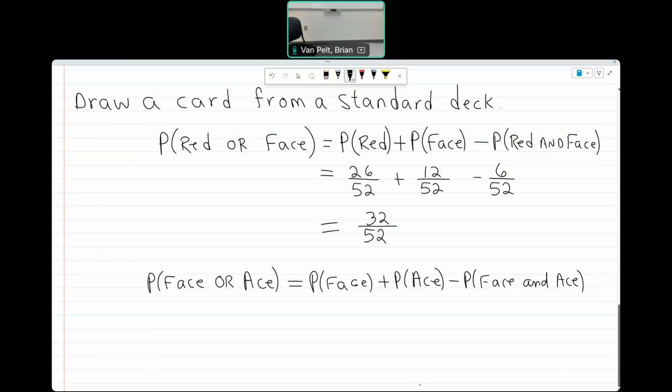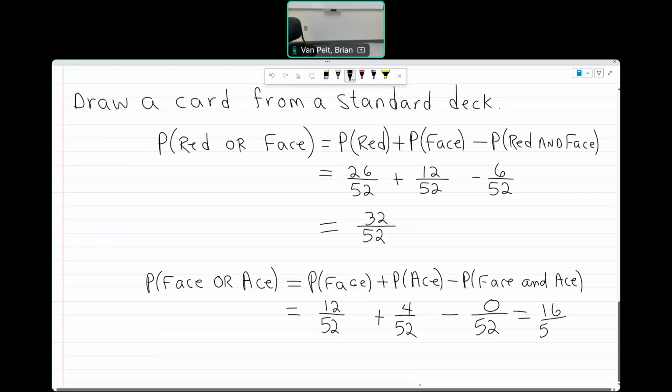So there's the formula in action again. Obviously, this formula is important. The probability of having a face card, we did that one, that's 12 out of 52. There are 4 aces in the deck. And then finally, there are no cards that are both an ace and a face at the same time. And so we get 16 out of 52.